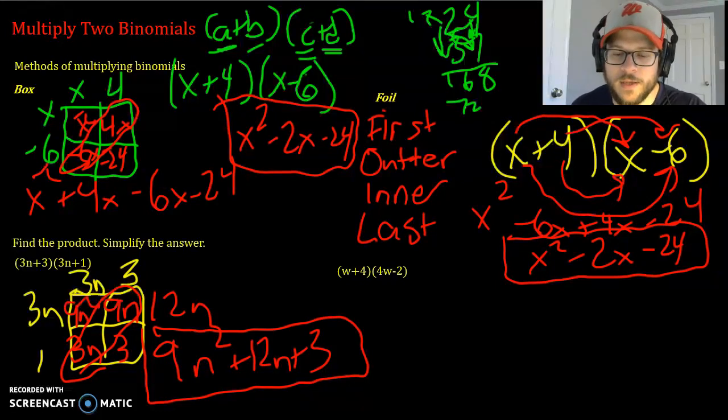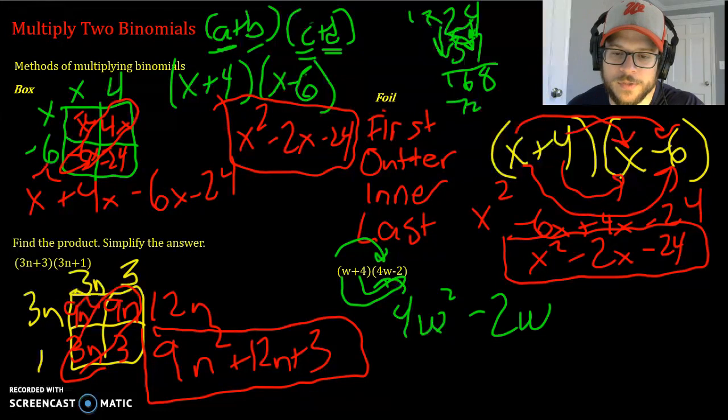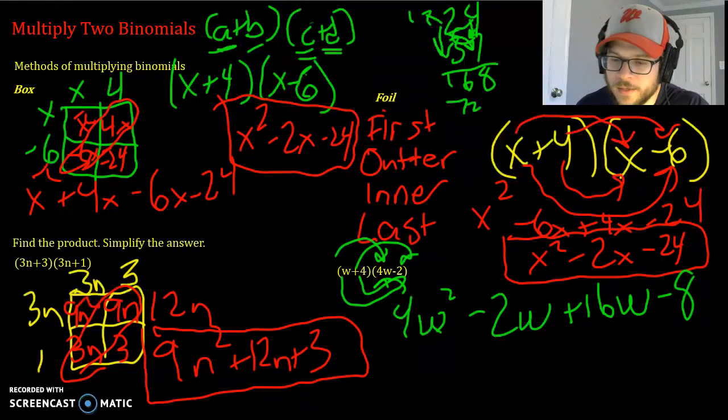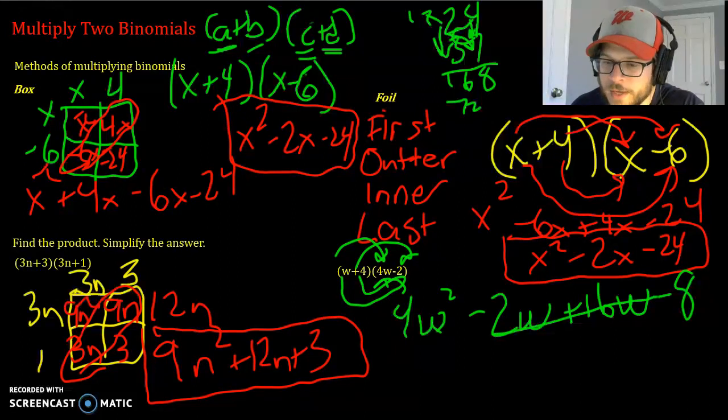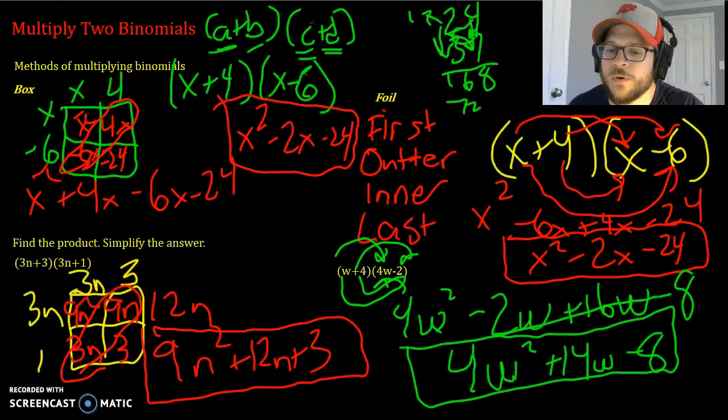Now for the next one, I'm going to FOIL these together. So the first is going to be w times 4w, 4w squared. Outer is w times -2 to get -2w. Inner, 4 times 4w to get 16w. And last, 4 times -2 to get -8. The two things we're going to add are in the middle. -2w plus 16w is going to give us 14w, and we bring down our outside terms from there.